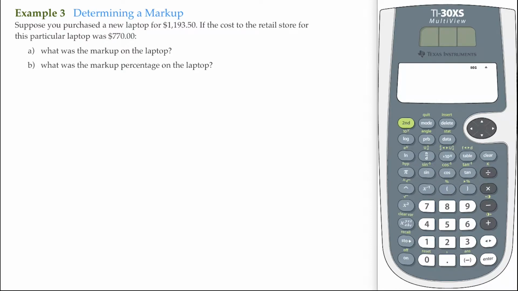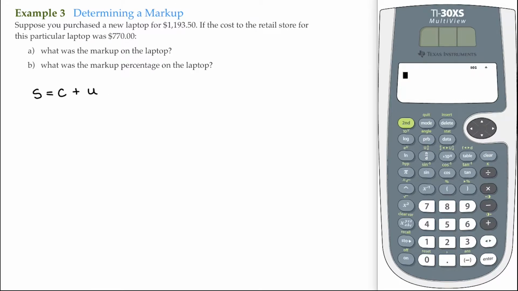Now in this example, we're still going to be using the selling price formula. That's the selling price, I label it as S. That's equal to the cost, which I label as C, plus the markup, and I just label it as U. Except we're going to be looking for a markup, but we still use the same formula.